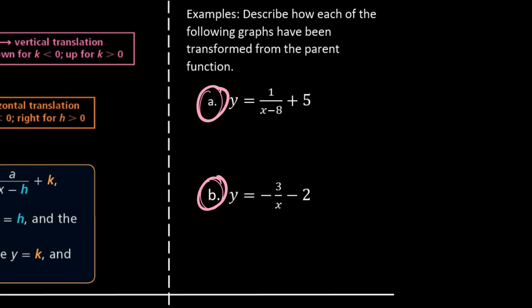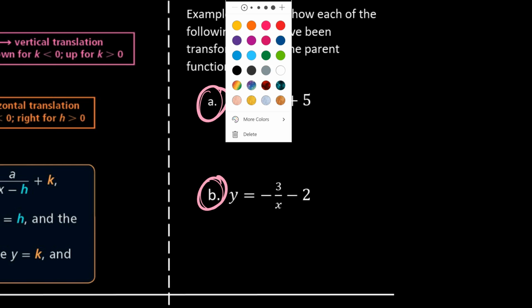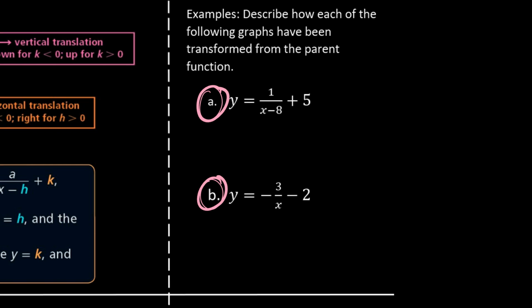Okay. So, Alyssa, could you tell me what transformations you got for A? I said that it was horizontally translated right 8 and up by 5. Good. So it's translated right 8, which this tells us the right 8 right there, and up 5. What about B?